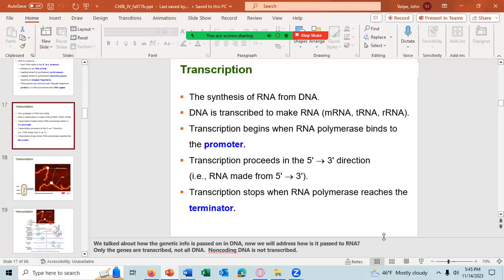So when the RNA polymerase is transcribing the DNA, how does it know to make messenger RNA or tRNA or rRNA? How does the RNA polymerase know which RNA to make? Anyone have a guess? Anyone know anything about genetics at all?